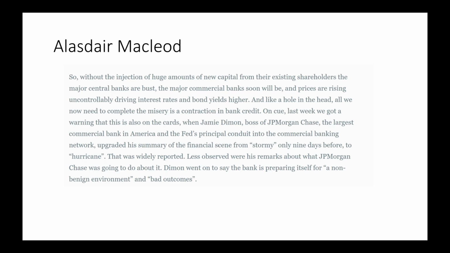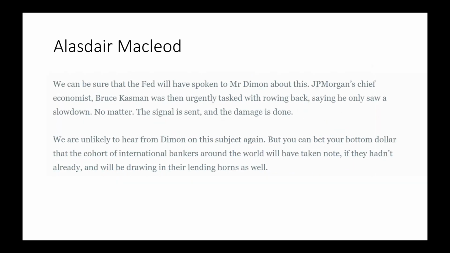Less observed, Macleod points out, were his remarks about what JP Morgan Chase was going to do about it. Dimon went on to say the bank is preparing itself for a non-benign environment. I think a non-benign environment, stated another way, is a malignant environment, and the bank is preparing itself for bad outcomes. He said, we can be sure the Fed will have spoken to Mr. Dimon about this. Bruce Kasman, the chief economist at JP Morgan, was then tasked with rowing back, saying he only saw a slowdown. So they tried to walk back the statement.